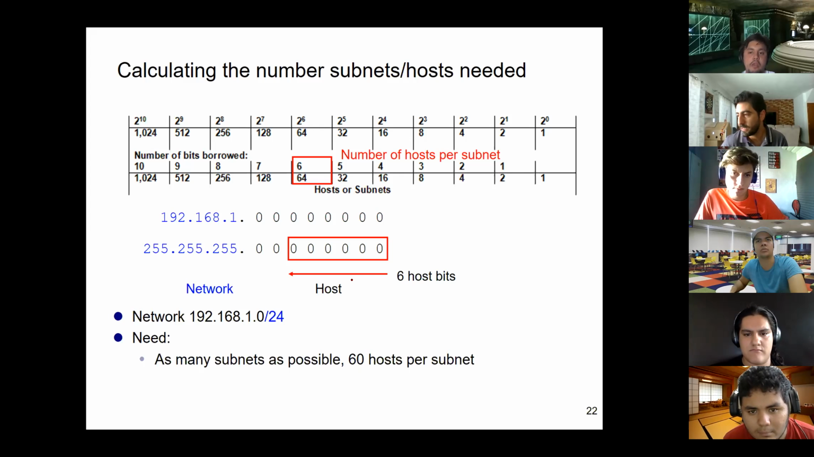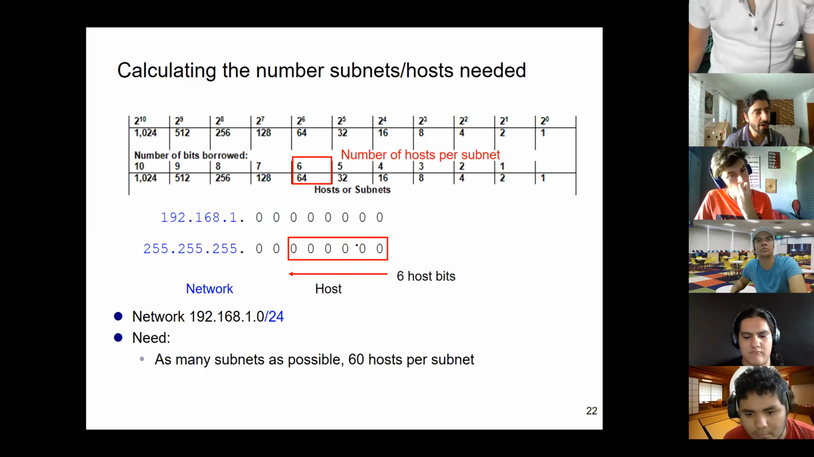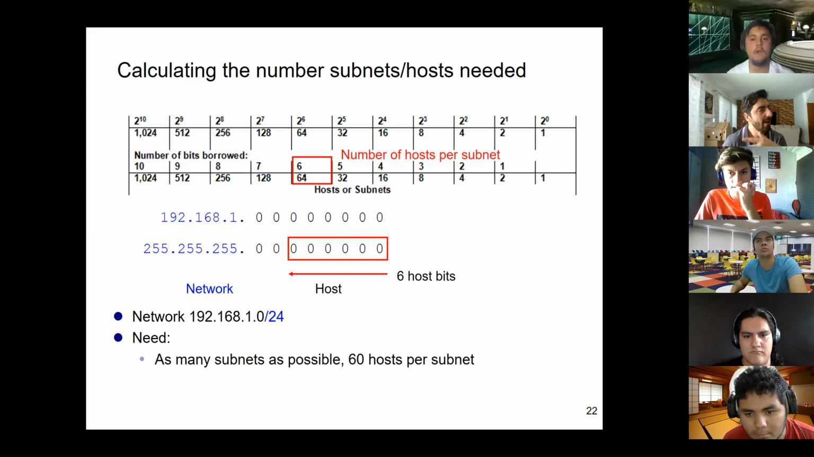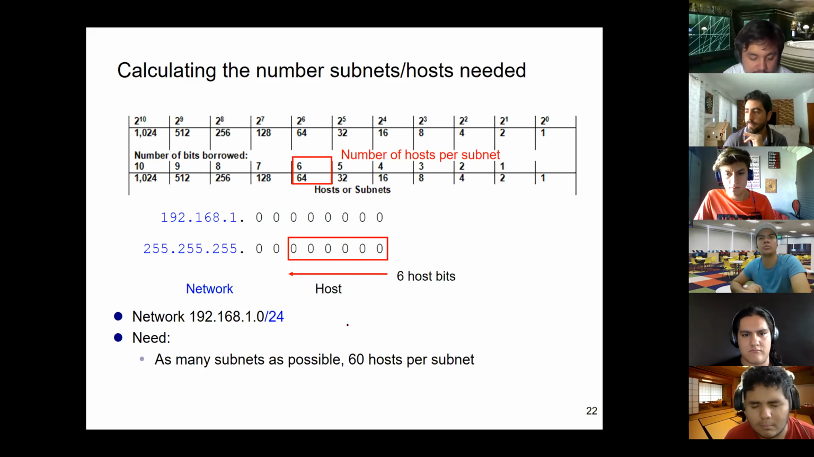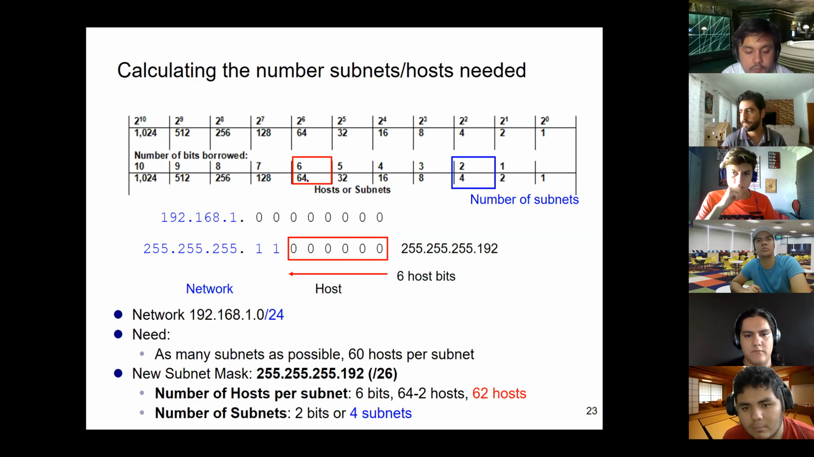So Kevin said, okay, I want to dedicate the last 6 bits for the host. So I can get 64, then minus 2, 62. That satisfies my conditions. Then these 2 bits will remain for the subnet, right? So you have 2 to the power of 2, which is 4 subnets. Each subnet can have 62 hosts connected to it. Is it clear? Yes.